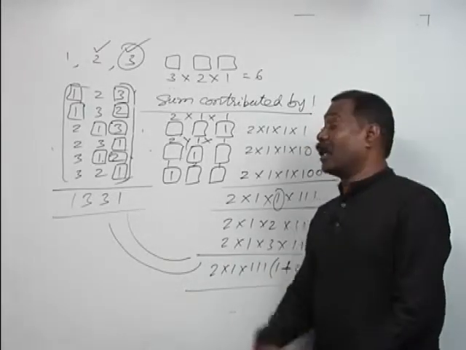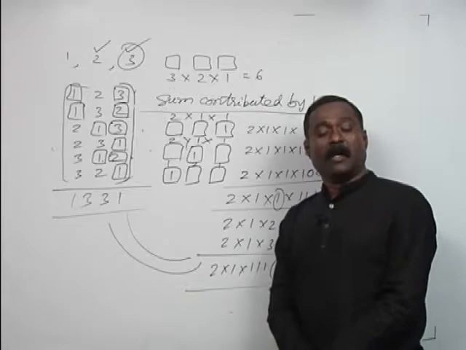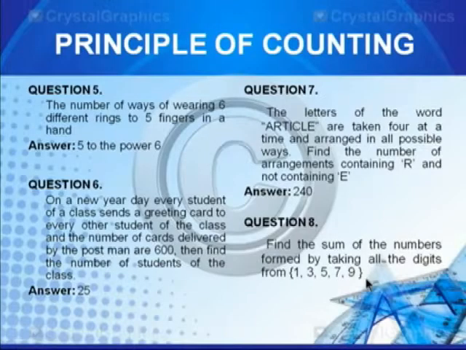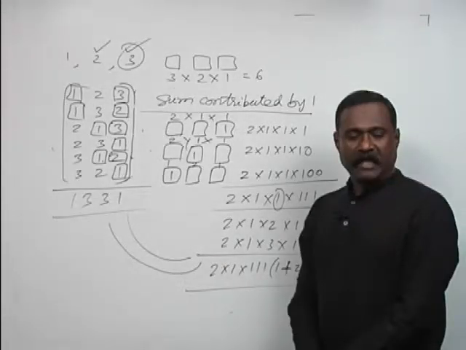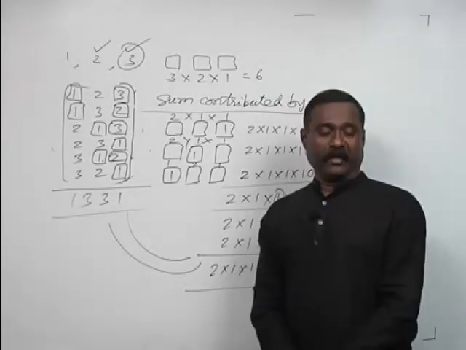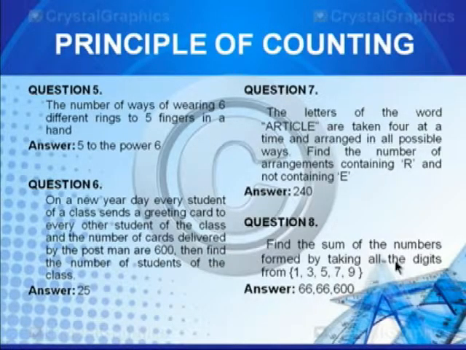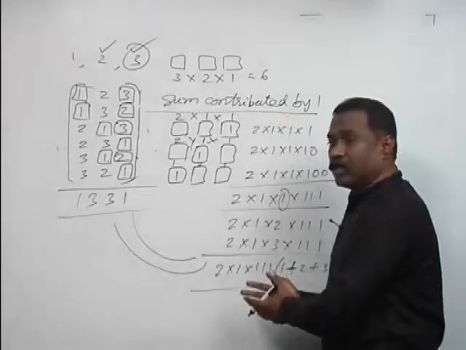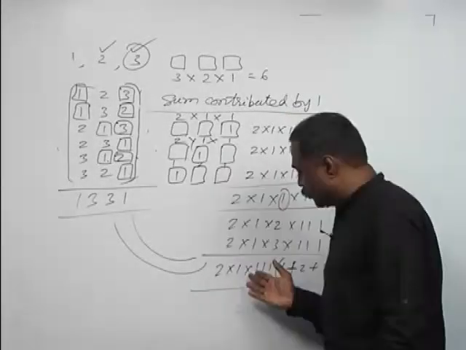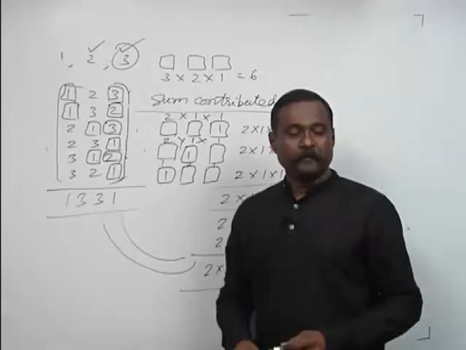That means here I have given you an example of a 3-digit number. You note down that problem and you split it in this way. Sum contributed by 1, next sum contributed by 3, next by 5, next by 7, next by 9, and add all of them. Then your answer will be 66,66,600. You try that one without using permutations, with the use of the principle of counting. I have given you this example. You try that one, and in the next class, we will go to the next slide.